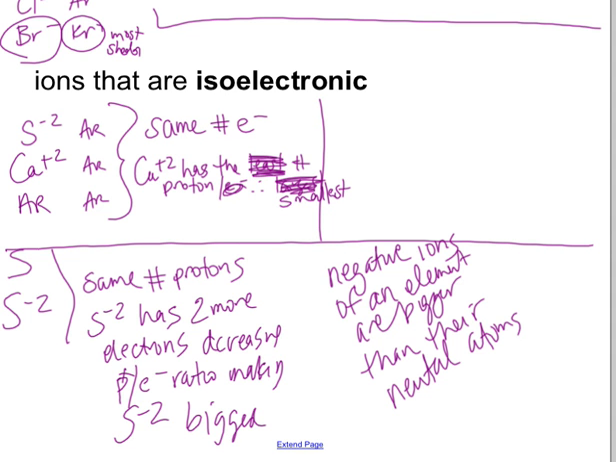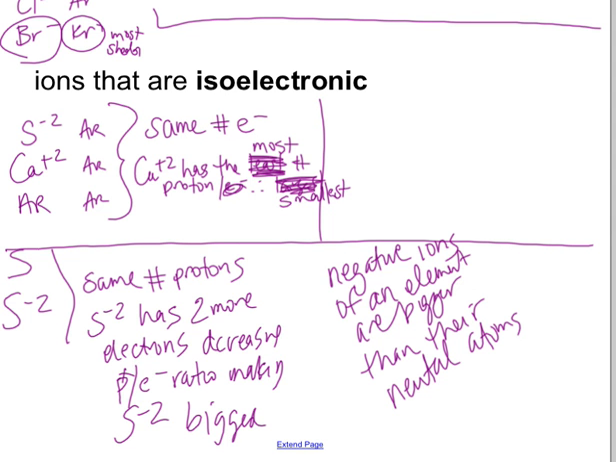Ca plus 2 has the most number of protons. All the electrons are the same. Most number of protons because it's got a plus 2. There's 2 more protons than electrons. Most number of protons means it's the smallest because it's got a stronger nuclear pull on said electrons.